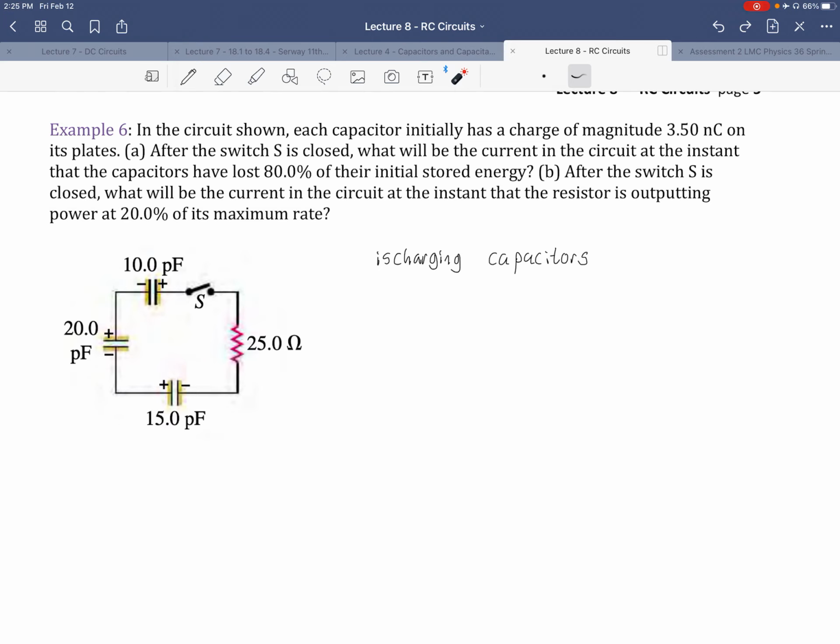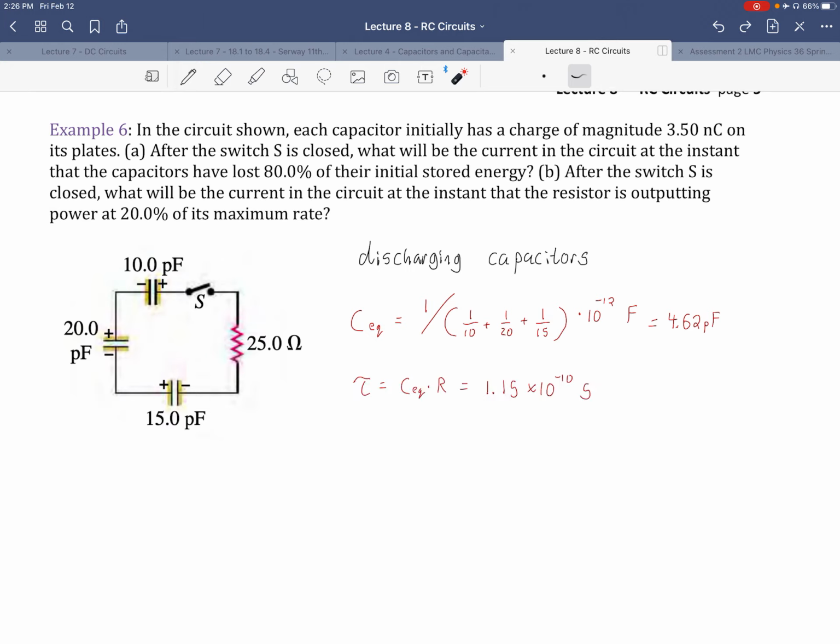So here we have discharging capacitors. I'm going to find the equivalent capacitance to replace these 3, using the formula for equivalent capacitance of capacitors in series, and we end up with 4.62 picofarads, because these are all very, very tiny capacitors. Pico is 10 to the negative 12, so they are trillionths of a farad, whereas nano is a billionth, micro is a millionth, pico is a trillionth.